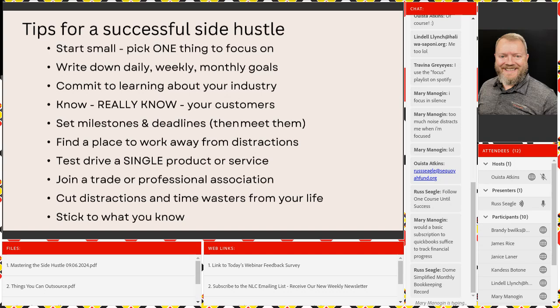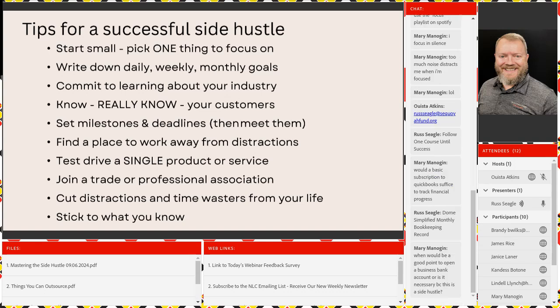Write down your goals daily, monthly, weekly. Commit to learning about your industry. Just because you are really good at this and you know it doesn't mean you know everything. Know your customers, learn your customers, find out who they are, set the deadlines and milestones, meet them. Again, set appointments with yourself and keep those. Stay away from the distractions. Test drive a product. Remember, organic growth is best. Sell something. Get a customer. See what happens. Joining a trade or professional association is a great investment of money. It's a great investment of time. You're going to find a lot of value in those. We can help you. If you want to contact me, I might be able to point you in the right direction for one that fits whatever side hustle you're looking to start.